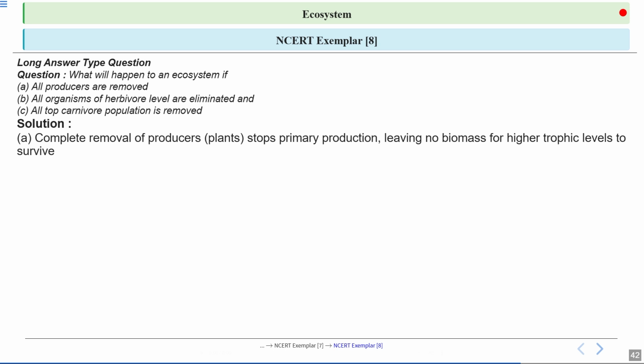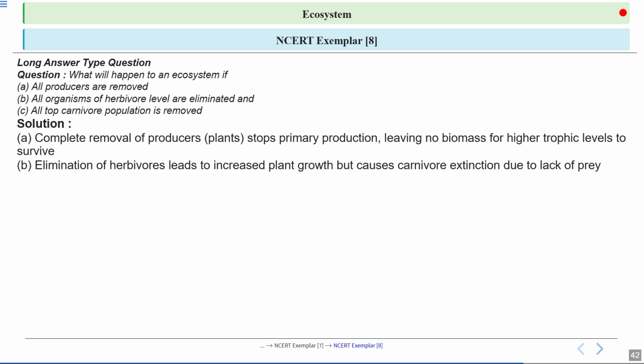Because ultimately herbivores and carnivores are dependent on the plants. Herbivores are directly dependent on the plants, and carnivores are indirectly dependent on the plants, which are the producers. The next one, the absence of herbivores would remove the primary pressure on the plant population, because herbivores feed on the plants. So this will lead to an increase in the plant growth and biomass.